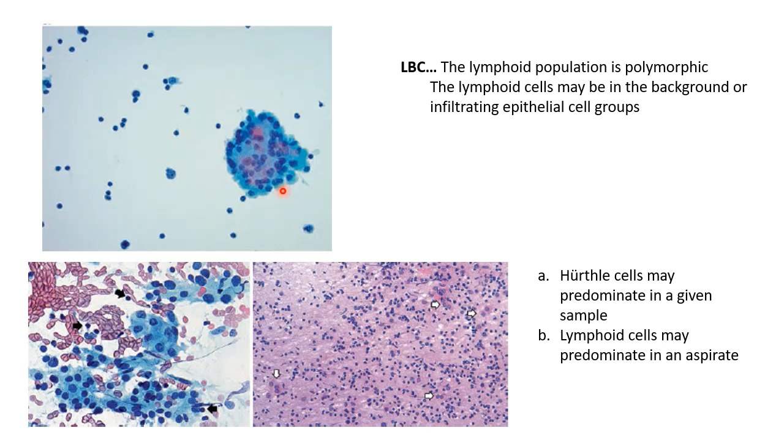In some samples, there can be a predominance of Hurthle cells. So in these cases, the differential diagnosis of suspicious for follicular neoplasm can be kept. And sometimes lymphoid cells can predominate in an aspirate. So these cases may be confused with a lymphoma. If you have a monomorphic aspirate, then go for flow cytometry to rule out a lymphoma.